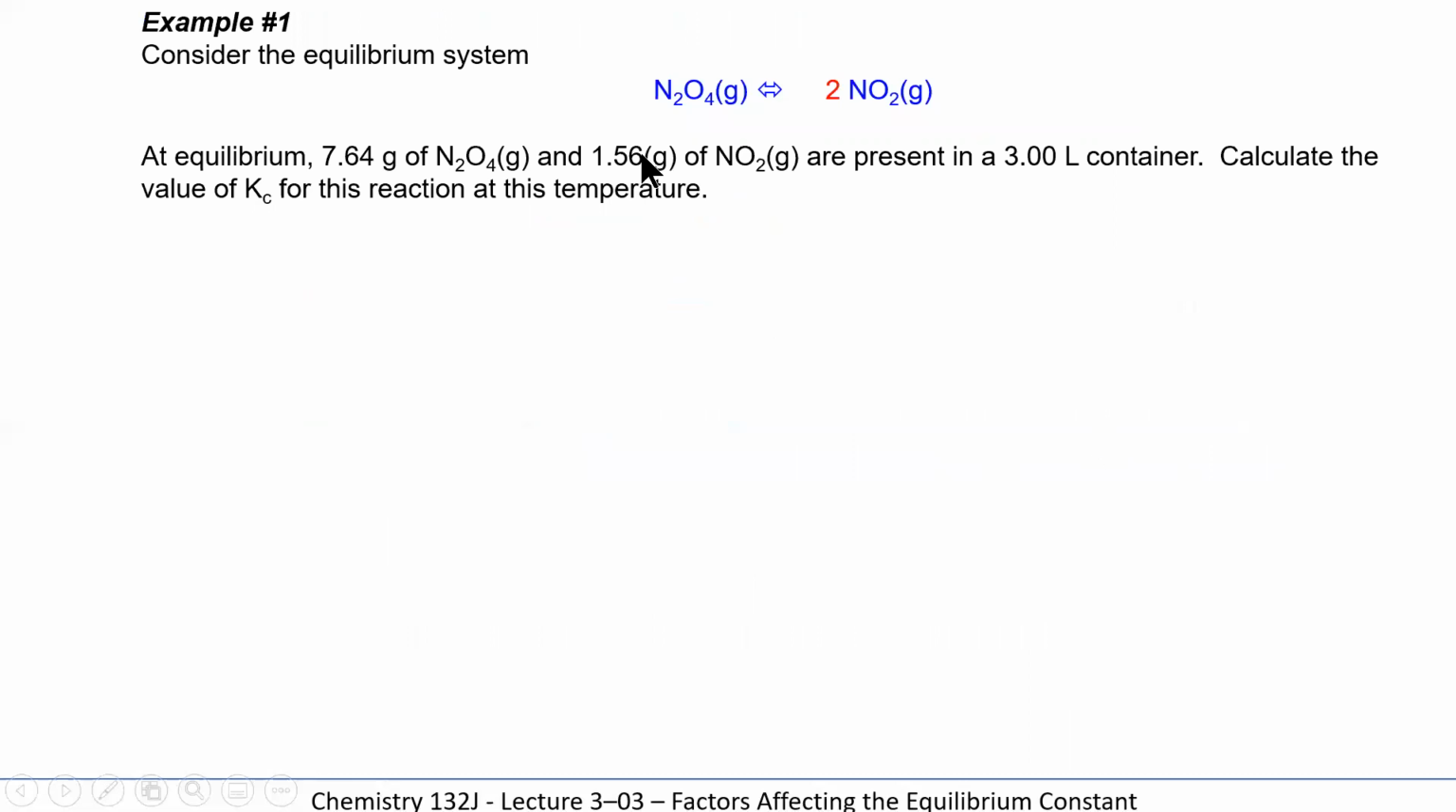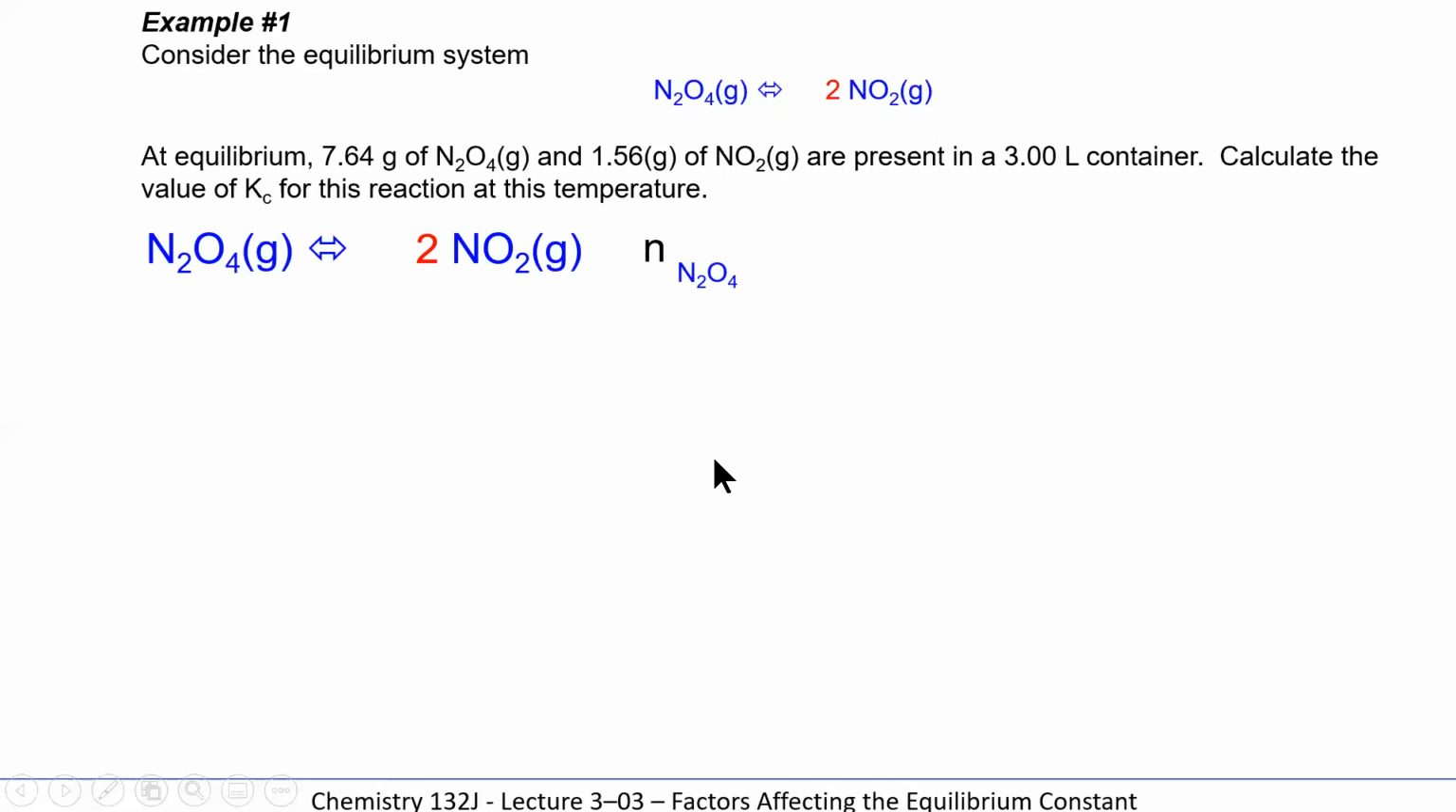So let's look at an example here, an equilibrium involving dinitrogen tetroxide and nitrogen dioxide. You can see 1 mole of N2O4 is in equilibrium with 2 moles of NO2. Now, if we look at the quantities here, notice it says at equilibrium, we have 7.64 grams of N2O4 and 1.56 grams of NO2. They're present in a 3-liter container. Calculate the value of Kc for this reaction at this temperature.